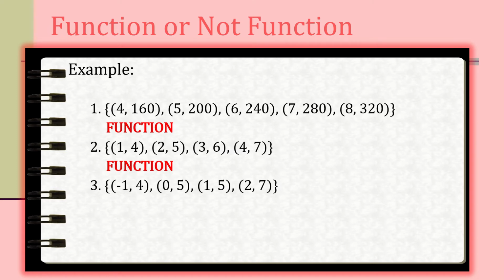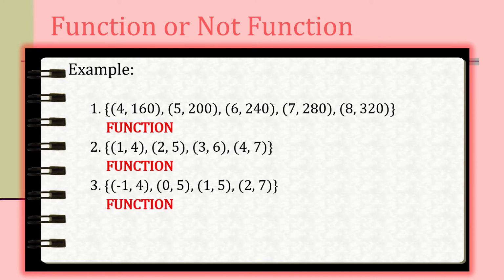For number 3, we have the relation with set of ordered pairs (-1, 4), (0, 5), (1, 5), and (2, 7). For this example, we have two elements from the domain, 0 and 1, that are assigned to one element in the range, that is 5, and 2 is assigned to 7. This relation is a function since there are no equal abscissas that are assigned to the range.